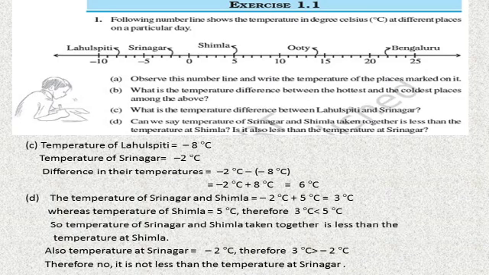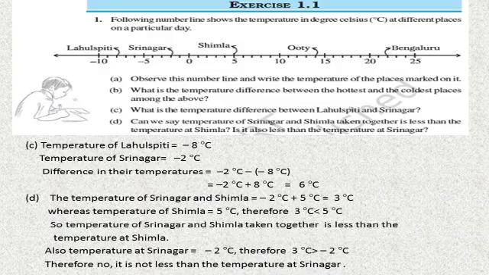Next line of the same, minus 2 degrees Celsius plus 8 degrees Celsius. Now when the two integers have different signs, they will always be subtracted, and this result will carry the sign of the bigger number. So 8 minus 2 will become 6, and the sign of 8 is positive, so the answer will also be positive 6 degrees Celsius. D part. Can we say temperature of Srinagar and Shimla taken together is less than the temperature at Shimla?